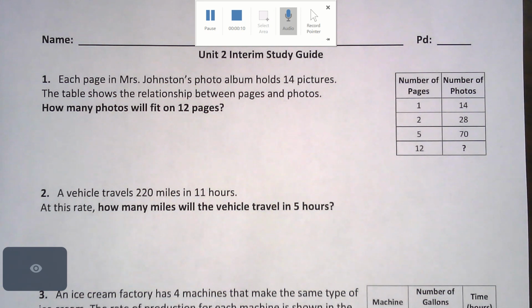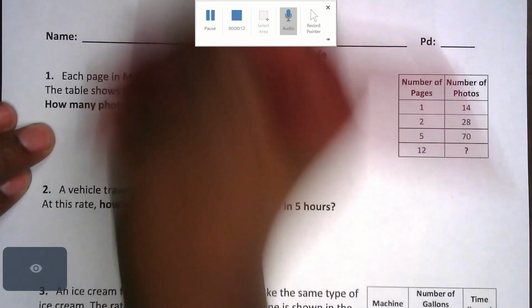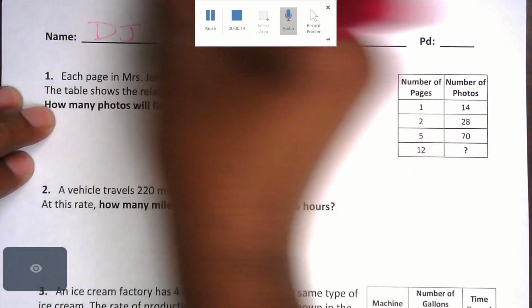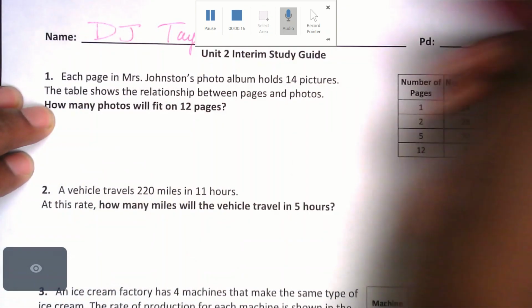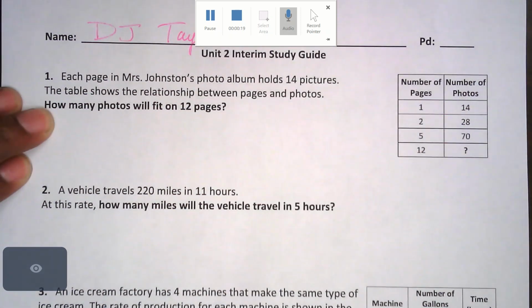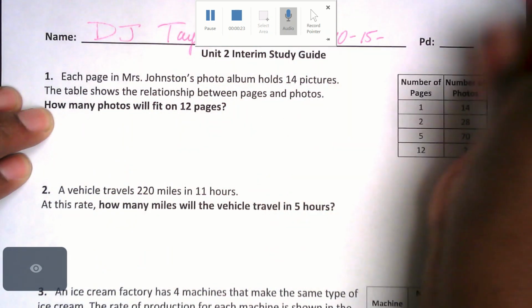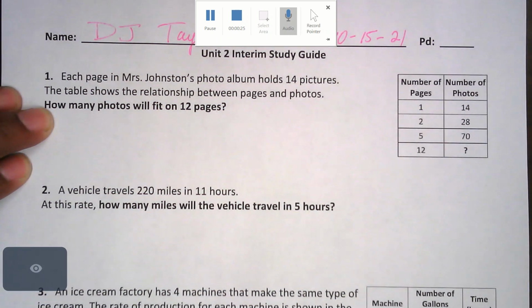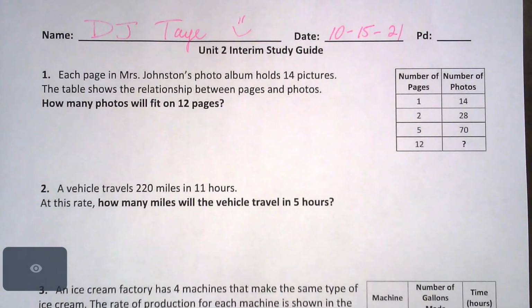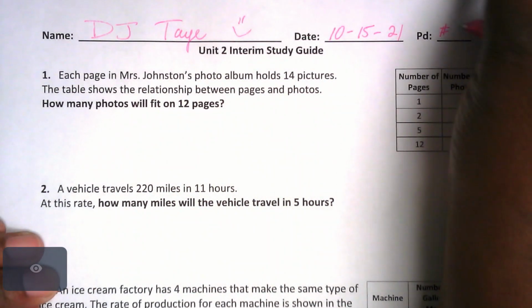The first thing I'm going to do, of course, is put my name, date, and class period. DJ Tay, whoop whoop. And today's date, may not be when you see it, but today's date is 10/15/21. And let's see which class period am I going to represent today. I'm going to represent number 7.